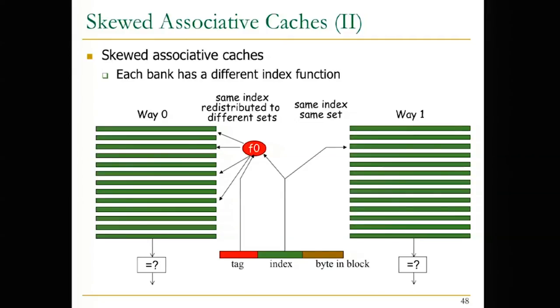It's very similar to a direct map cache using a hash function. But now you have an associative cache. You have different hash functions to index the different ways. You have a question? Yes.